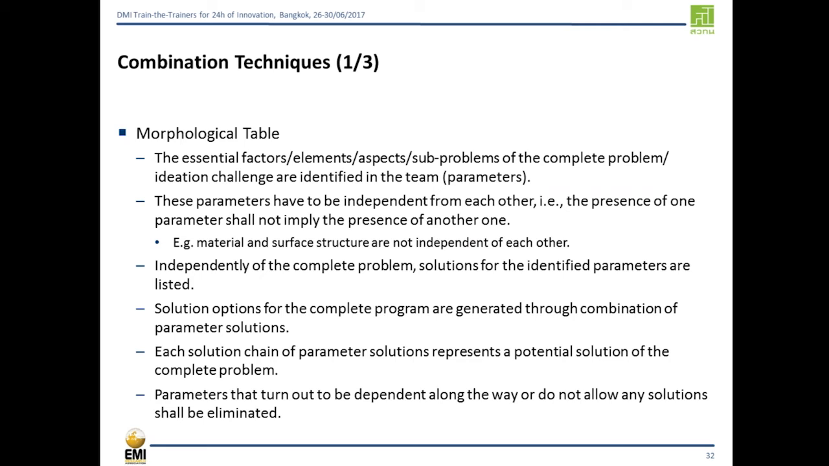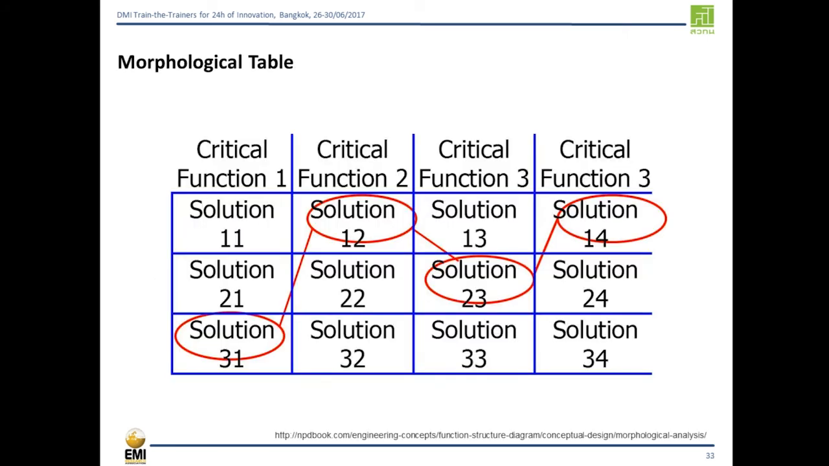And then it can happen that along the way you find that some parameters are dependent, so you can modify and things like that. So in practice it looks like this. You have some critical functions, you reflect about solutions just for these functions independently, and then, given that, you try to combine. And it might lead to combinations that you wouldn't have thought about before.